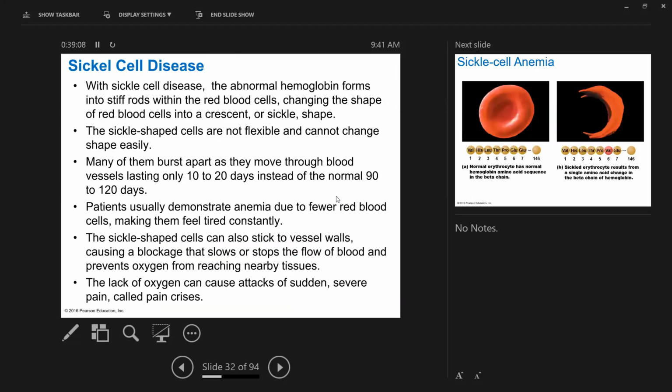So, what happens with sickle cell? The cells don't last long. We're supposed to last 120 days. These last about 10 or 20 days. They won't bend under stress and flex like a regular red cell will. So they're going to pile up in the capillaries. They may cause clotting to occur.